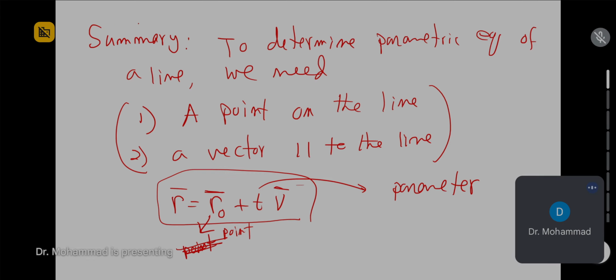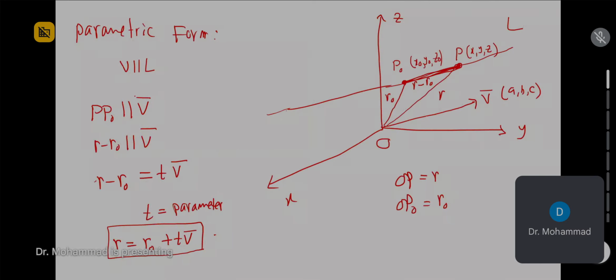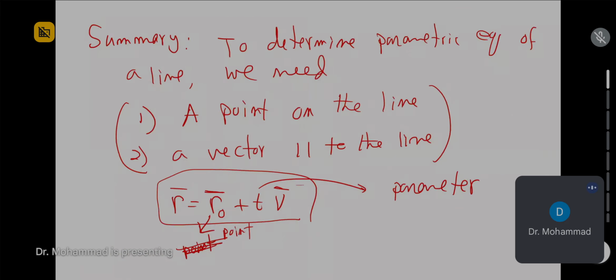Sir, can you show the page where you drew the diagram? Yes, at the end of the class I will upload this so that you can download it from Google Classroom. Okay, thank you, sir. Can I go back? Yes, sir. Okay, thank you.